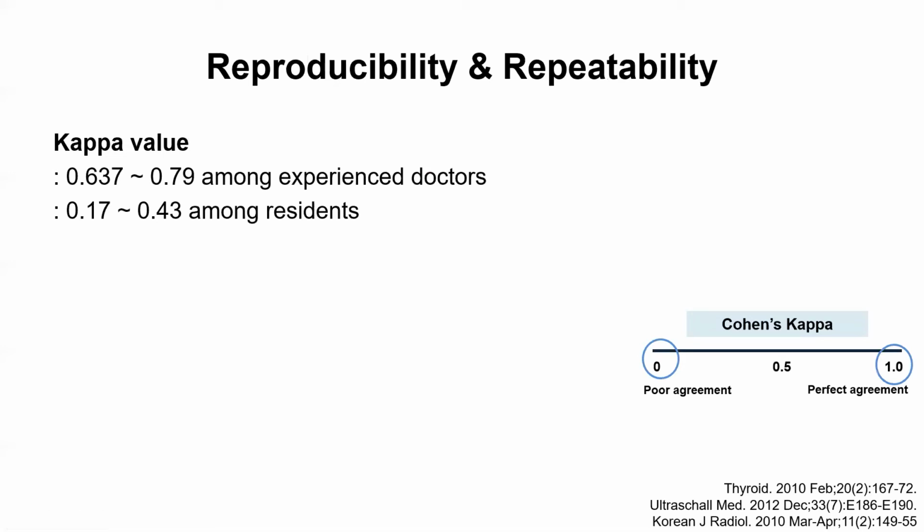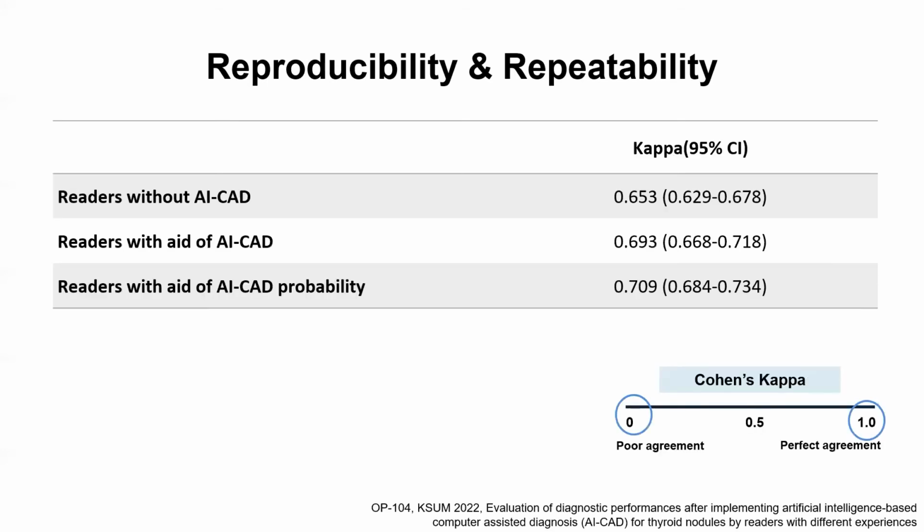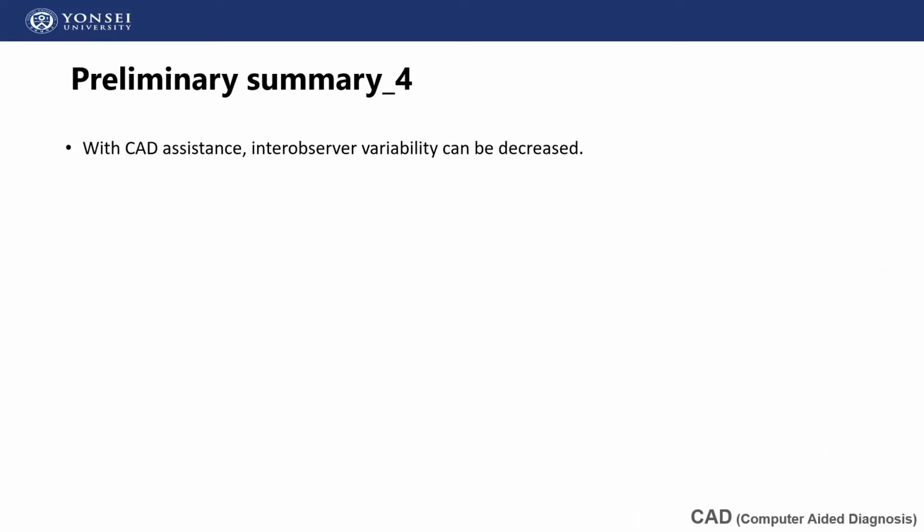Even though ultrasound can be the best tool for classification of thyroid nodules, the subjectivity of ultrasound is a major limitation. Having experienced ultrasound performers can overcome this limitation, but it cannot be avoided until now. As you can see here, inter-observer agreements among 5 readers were substantial without CAD. With the aid of CAD, kappa value was increased. So, with CAD assistance, inter-observer variability can be decreased.